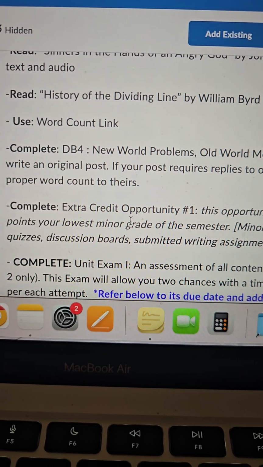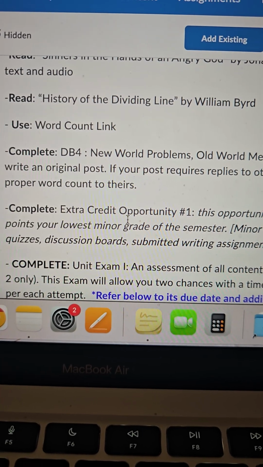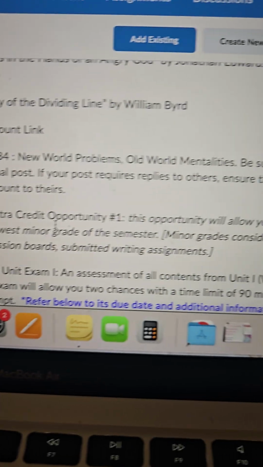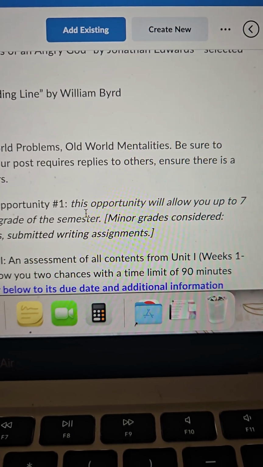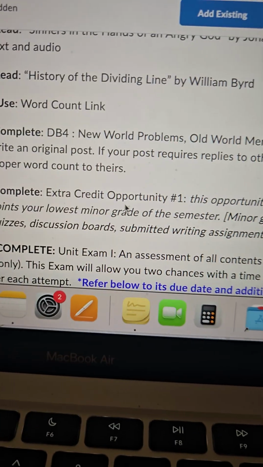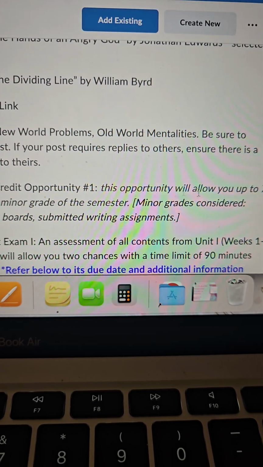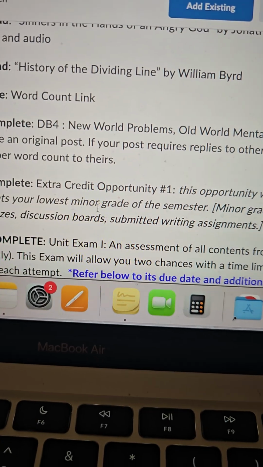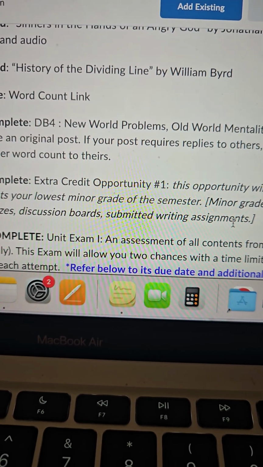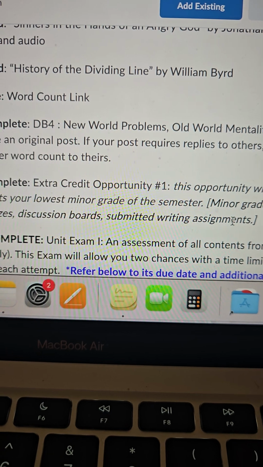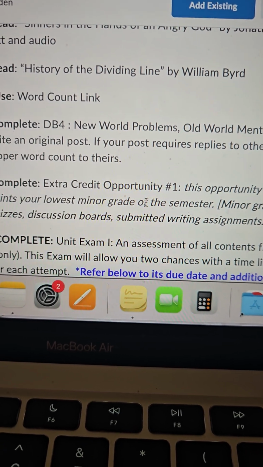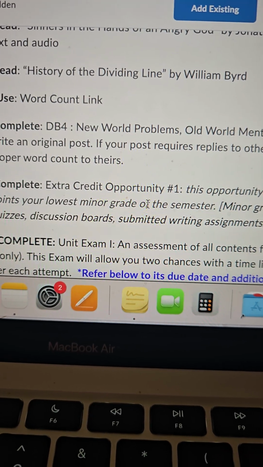Now, I also included, as it said in the syllabus, opportunities for you to earn bonus points. So here's an extra credit opportunity if you would like to take it up. It is not required. It's just something that helps out a lot of people. By doing just this extra credit opportunity, you're awarded up to 7 points on your lowest grade. And your lowest grades are quizzes, discussion boards, or submitted writing assignments. So even just doing that will give you up to 7 points on your lowest grade. There are extra credit opportunities embedded within the system.